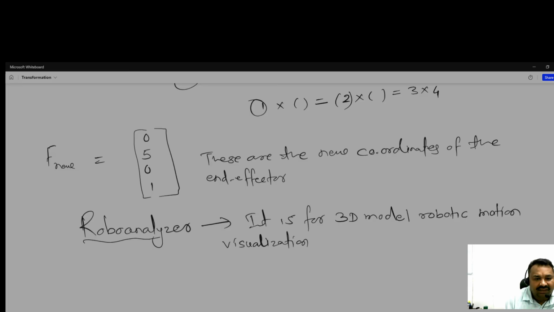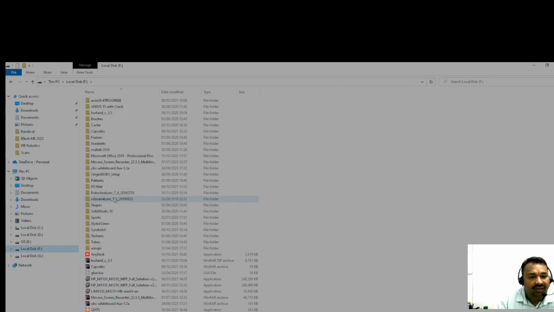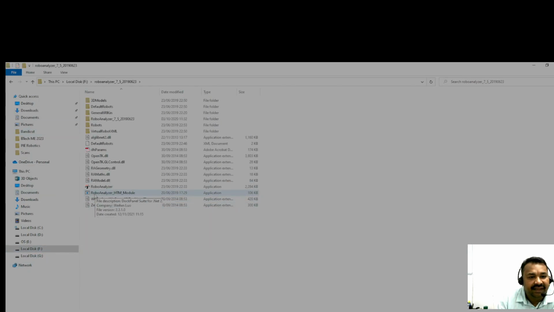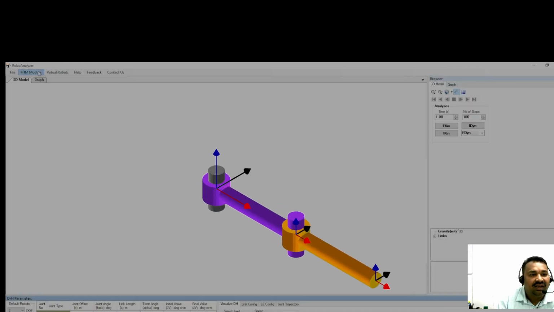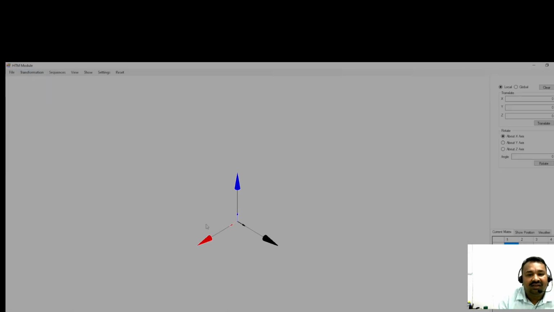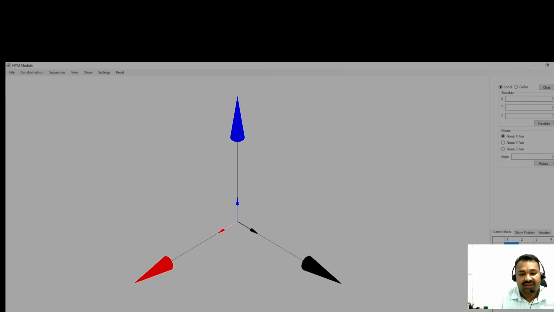If you type RoboAnalyzer in Google, you will find then the free version one can download. I have downloaded here, and this is the software. I'm clicking this, then the main software RoboAnalyzer for the robotic motion visualization, and in which there is HTM module. HTM module means homogeneous transformation matrix module, and by clicking this, I am getting this. Okay, so let us visualize this.